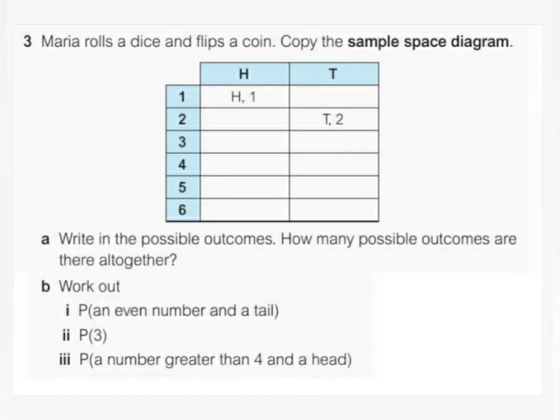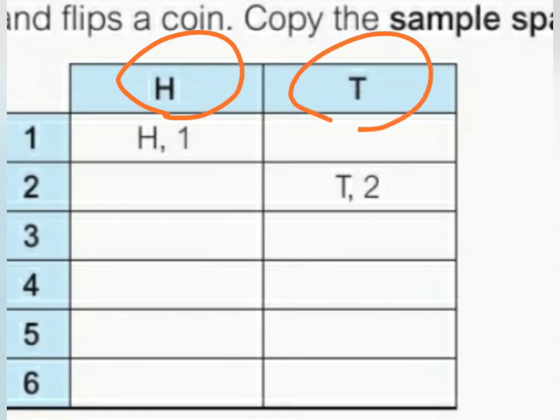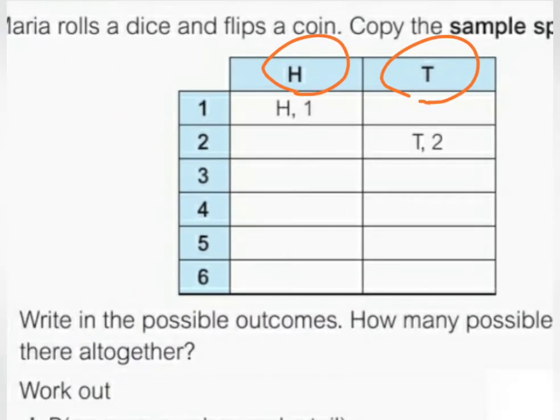Question 3. Maria rolls a dice and flips a coin. Copy the sample space diagram. As you can see here, we call this a sample space diagram. And in this question, we're going to talk about two things together, flipping a coin and rolling a dice at the same time. Now, from flipping a coin, the possible outcomes are heads and tails. And each possible outcome of flipping a coin will be with an outcome from the dice itself.